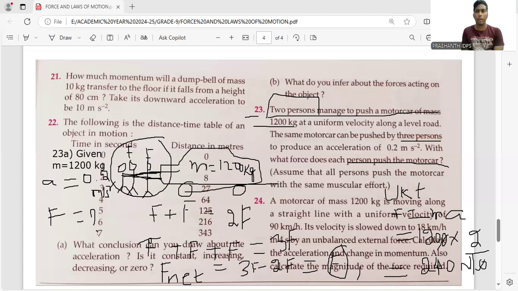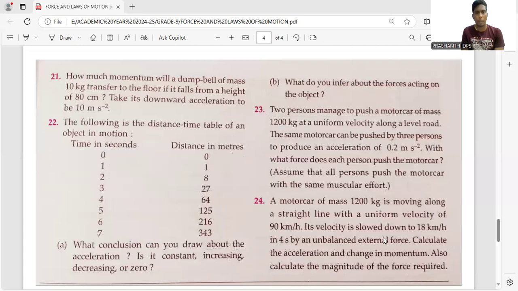I hope it is clear. Now let us discuss the next problem. Note down the question. I'll go to the next question. A motor car of mass 1200 kg is moving along a straight line. Let us imagine it's a straight line, and on the straight line there's a motor car.